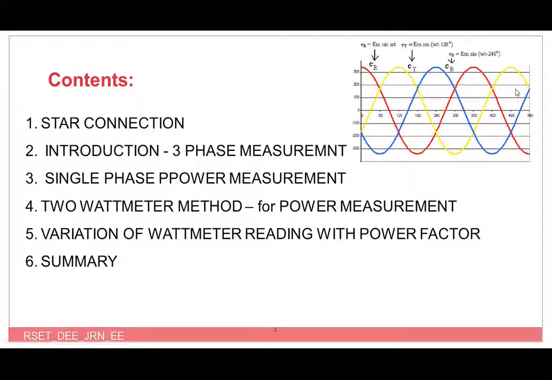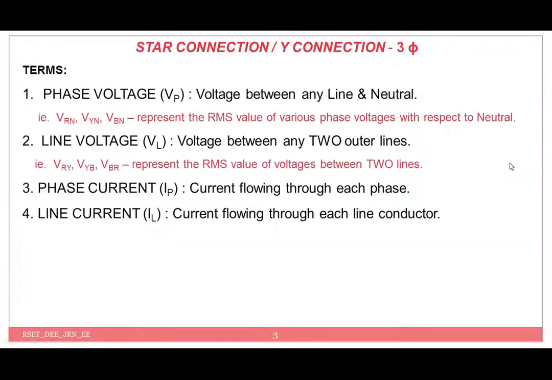And since the 3 voltages are apart by 120 degree, I can write the 3 voltages instantaneous values as ER, which represents the first phase. ER can be written as EM sin omega t. EY can be written as EM sin(omega t minus 120), and EB can be written as EM sin(omega t minus 240). So now moving into star connection.